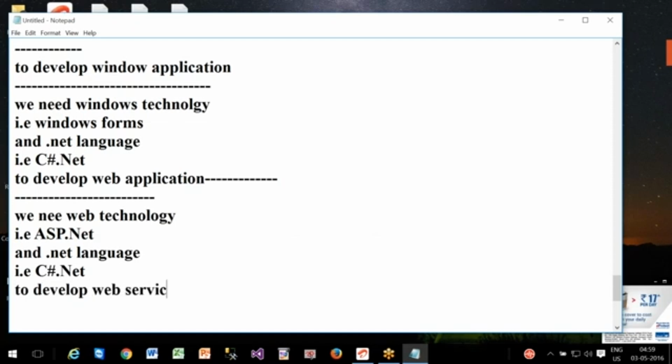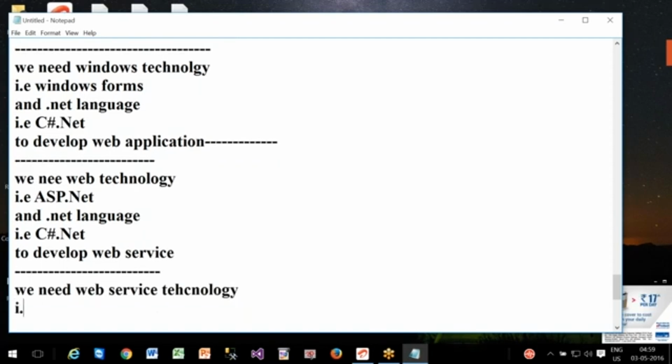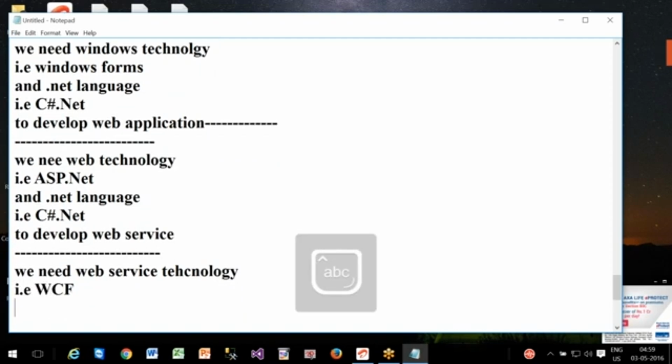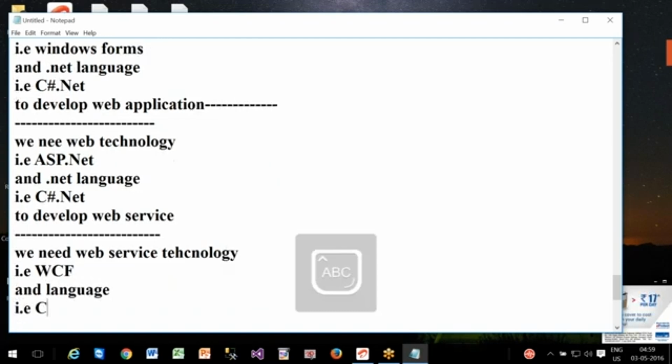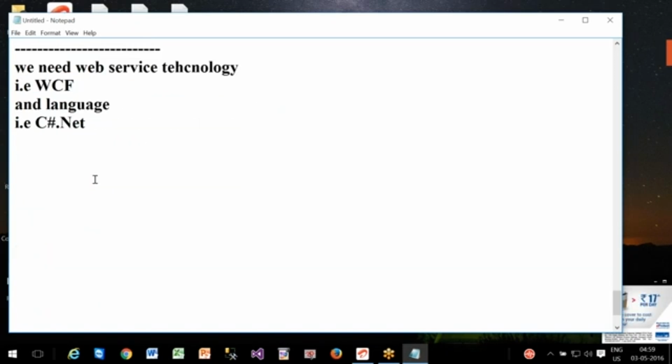To develop a web service, we need web service technology, that is WCF, and language, that is C#.NET. So what is the observation? To develop any type of application, commonly you need a language called C#.NET, and the technology is the concerned technology.